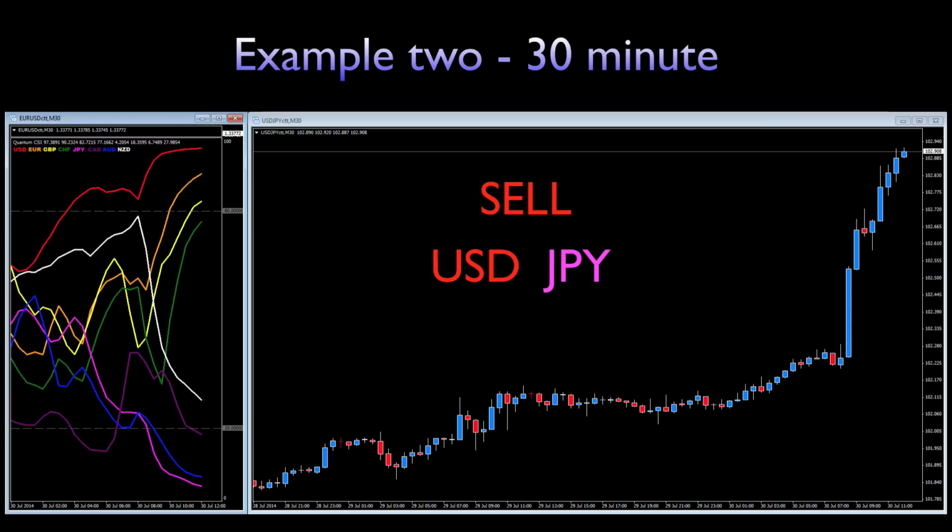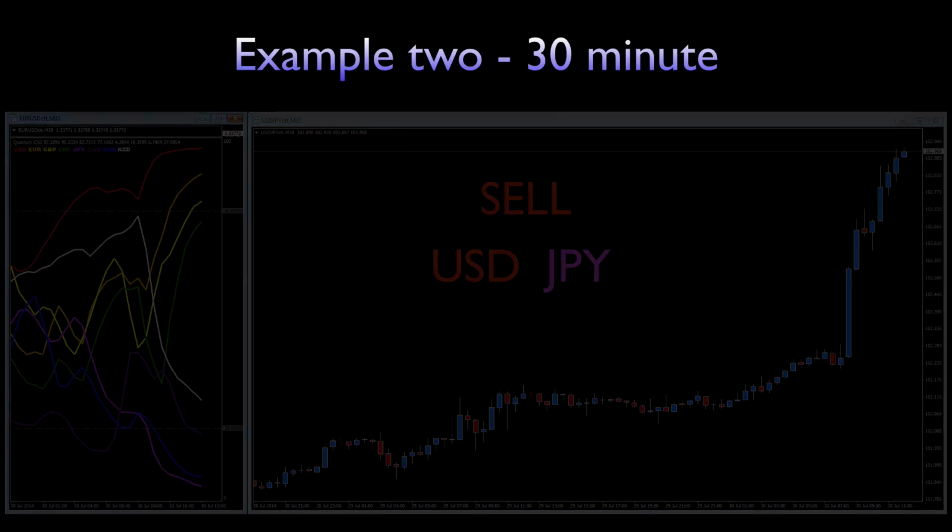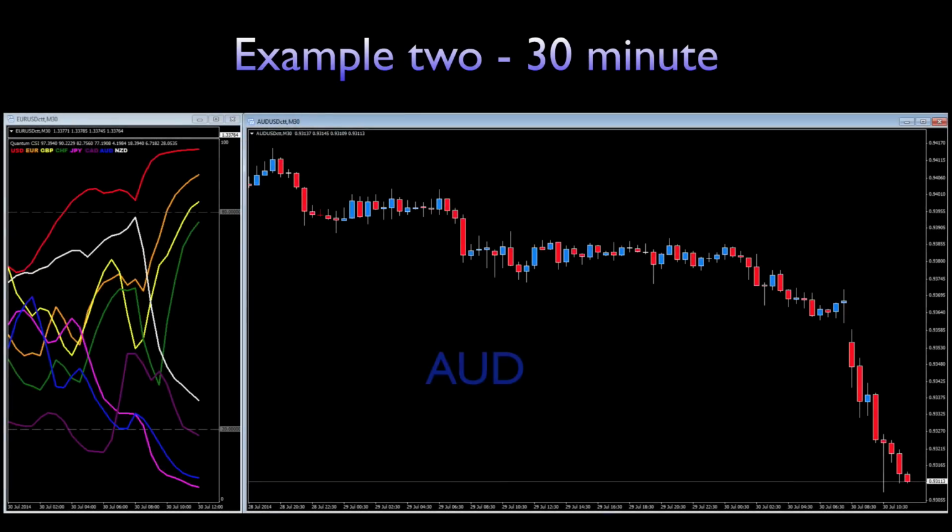The Aussie is the blue line at the bottom, and the red line is the dollar at the top. Let's take a look at that one. And here it is. You can see that the Aussie has been heavily bearish for some time on this time frame and is now, according to the indicator, moving into a deeply oversold sentiment for that currency. So we're looking for a potential reversal.